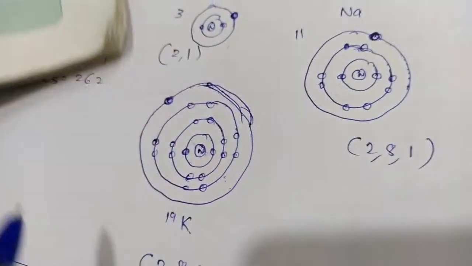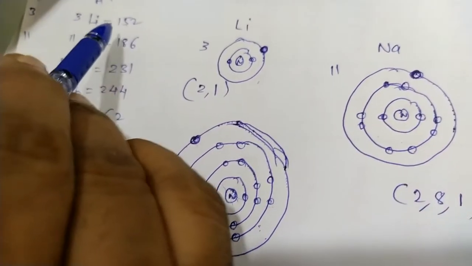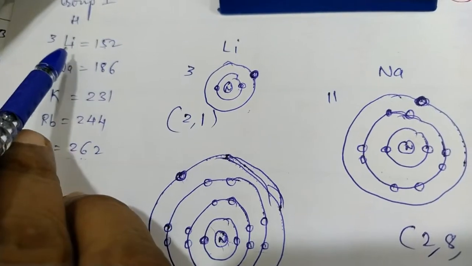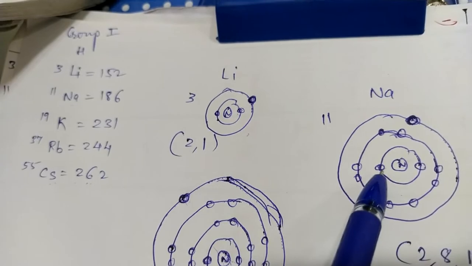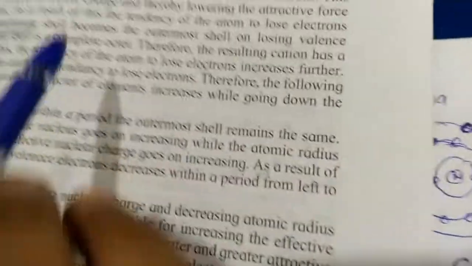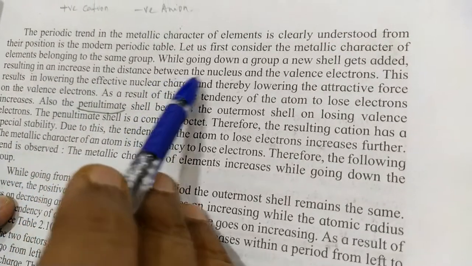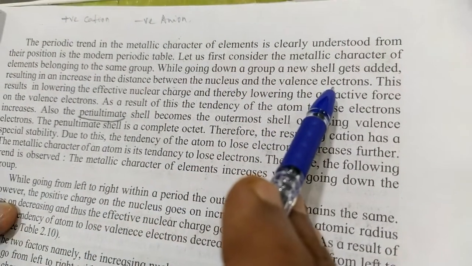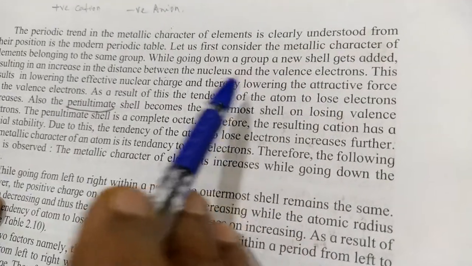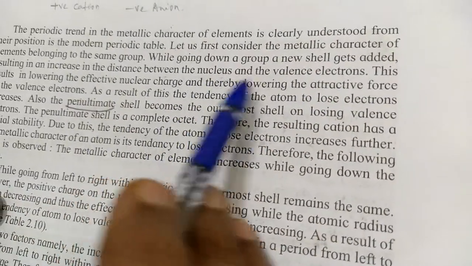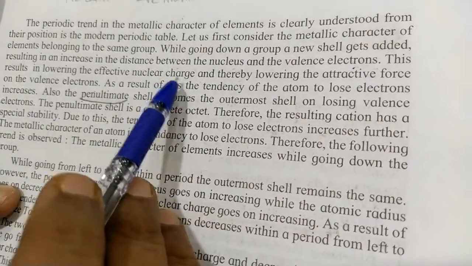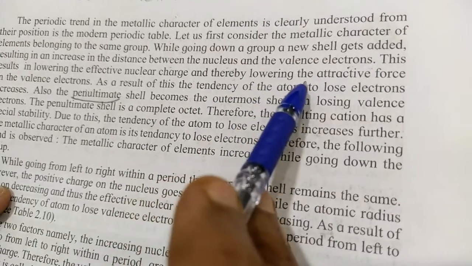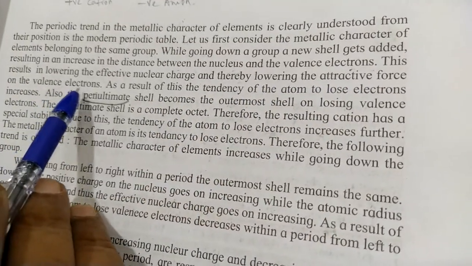As already we have seen in the case of the first group, new shells get added. In lithium, 1 and 2 shells are there. Then in sodium, 3 shells are there, 1, 2, 3. So shells get added, resulting in an increase in the distance between the nucleus and the valence electron. As the shells increase, the distance from the nucleus to the valence electrons increases. This results in lowering the effective nuclear charge and thereby lowering the attractive force on the valence electrons.